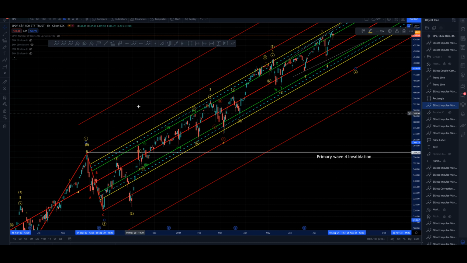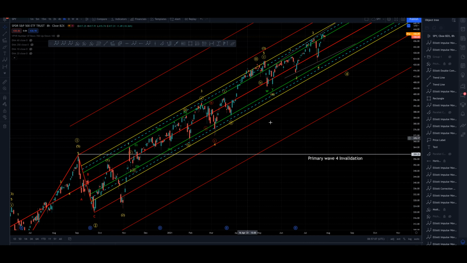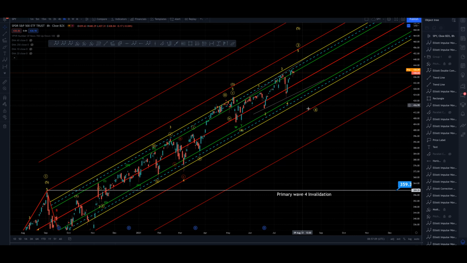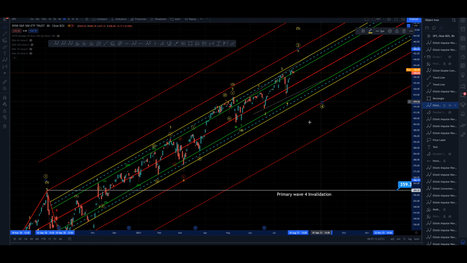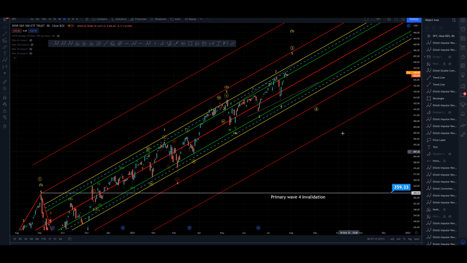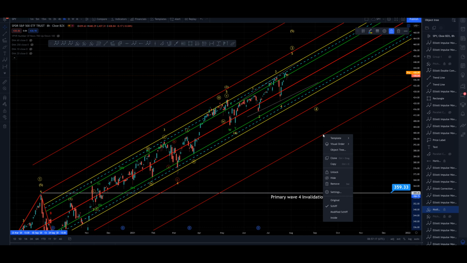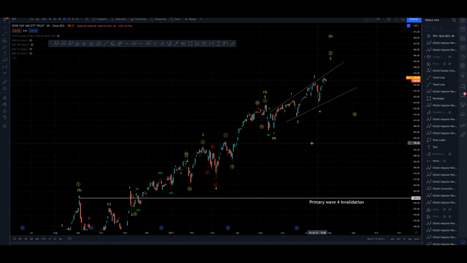acceptable. Okay, now we had a zigzag in the 2 here, so we can expect some kind of flat pattern to occur here in the 4, which we haven't seen yet, but we're expecting it soon. So let's just hide this again.